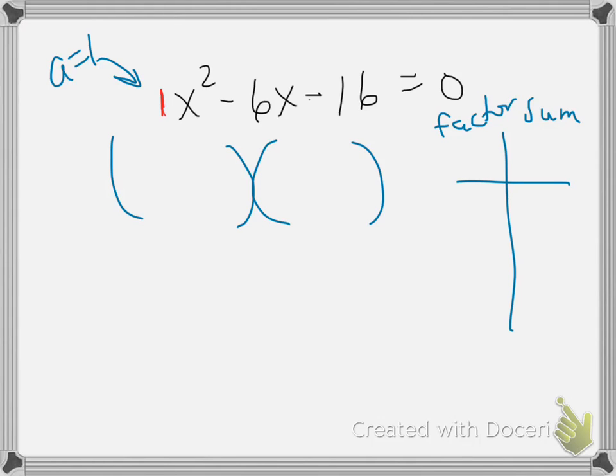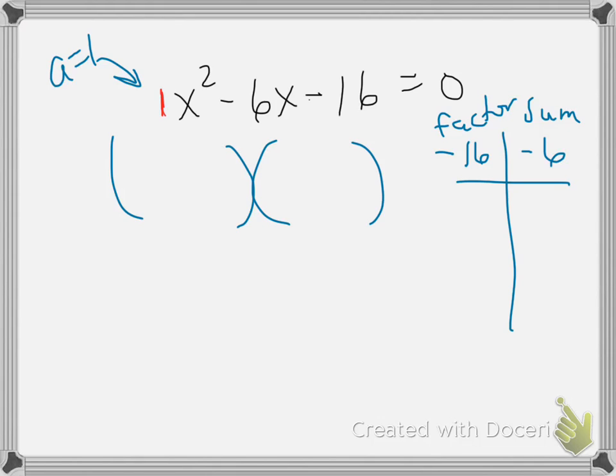All right, and so my factors have to multiply together to give me -16, but when I add them, I get -6. We get the factor here, -16. Don't forget the sign has to follow it, and the sum is here.